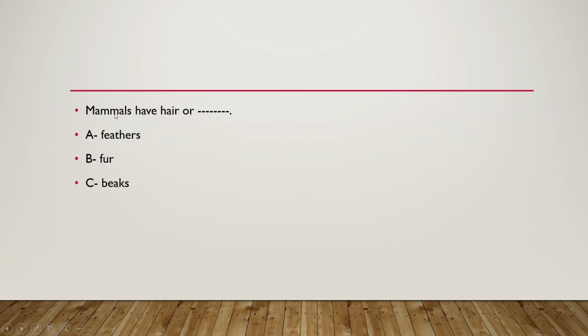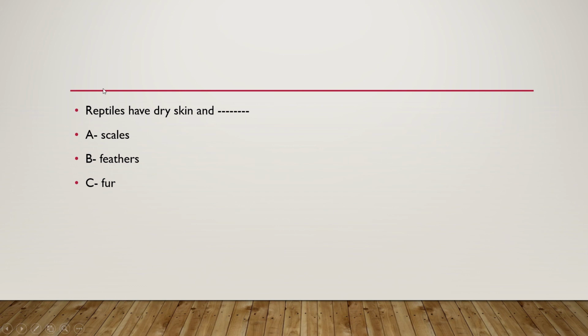And number two, mammals have hair or feathers? No. Hair or fur? Yes. Hair or beaks? No. So the mammals have hair or fur. Number three, the only animals that have feathers are mammals? No. Are fish? No. Are birds? Yes. The only animals that have feathers are birds.